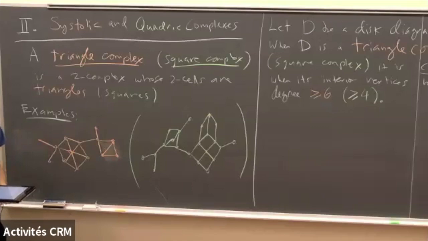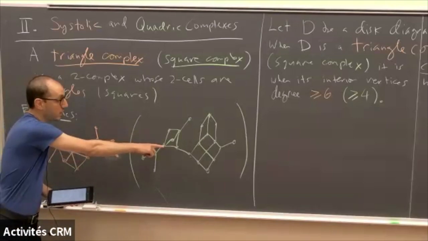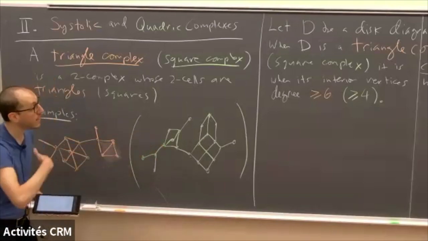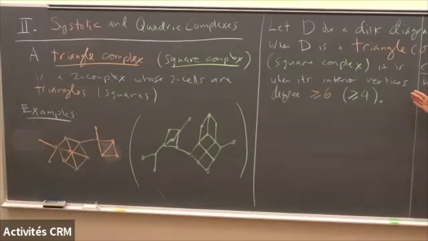Yeah. I mean, although in truth, what I'm doing is I'm ignoring metrics and thinking of this purely in combinatorial terms. But yeah, if you metrize them as regular Euclidean triangles of side length 1 and regular Euclidean squares of side length 1, then CAT(0)-ness coincides with exactly this for disk diagrams. So yeah.